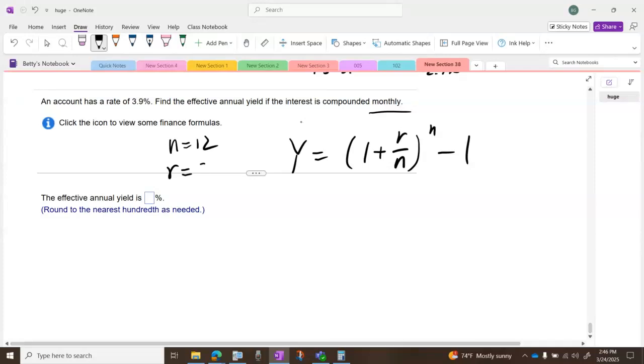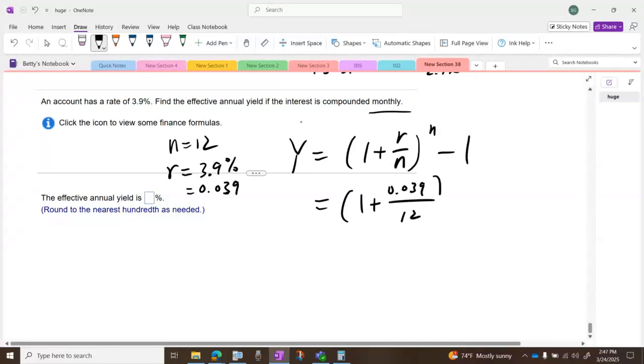The nominal rate is 3.9%, which is 0.039. We're going to plug in 1 plus 0.039 over 12 to the power of 12 and then minus 1. And then I like to use the TI-84 calculator to handle the calculation as well.